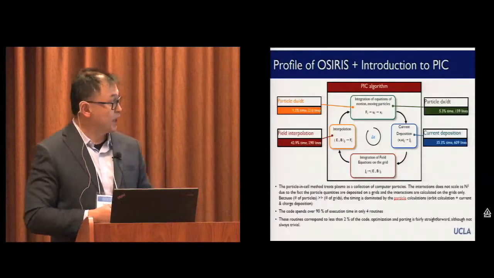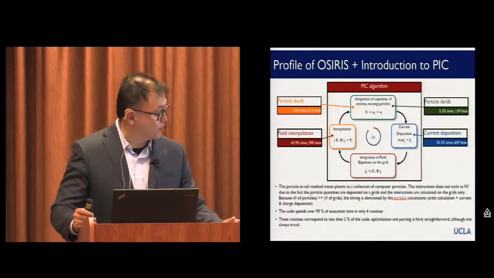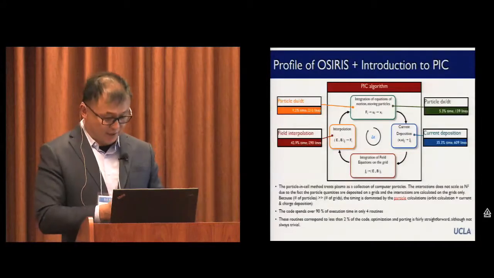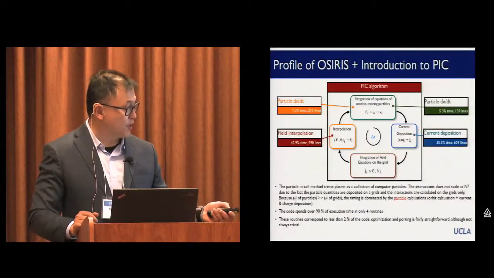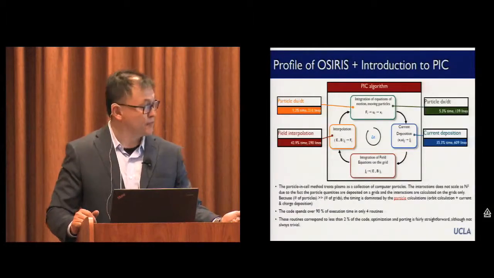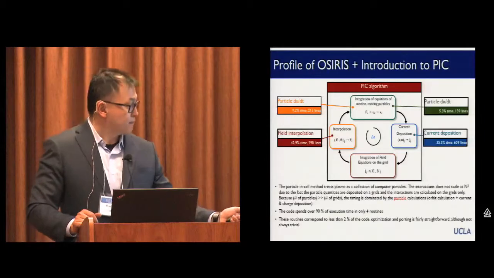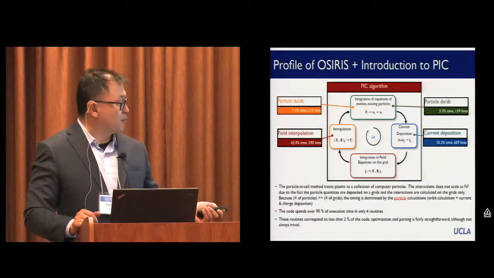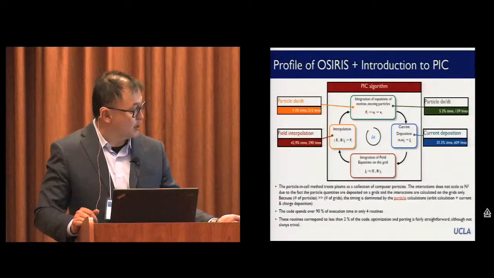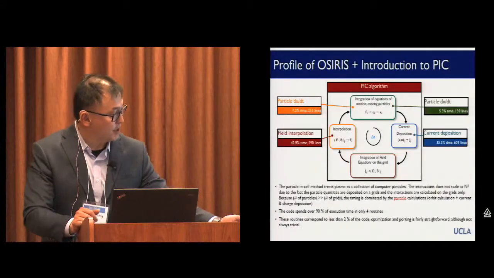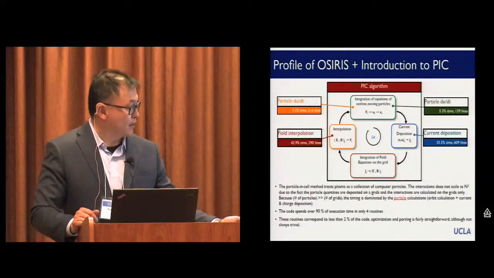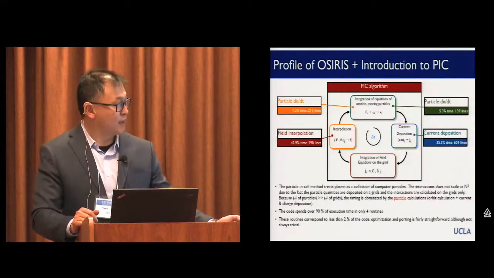So what is the particle-in-cell method? The particle-in-cell method treats plasmas as a collection of particles. However, the interactions don't scale as the number of particles squared, because the particles only interact with each other through the grid. Because the number of particles is much larger than the number of grid points, the timing is dominated by the particle calculations, which mostly include the calculation of the particle orbits and the current and charge deposition of these particles onto the grids.